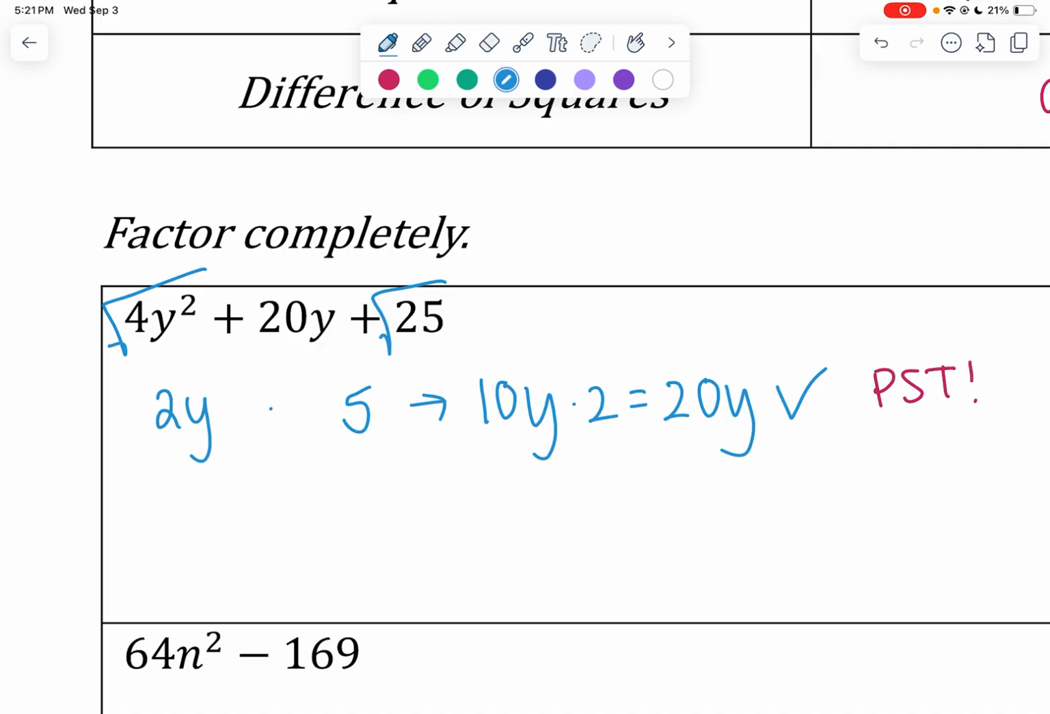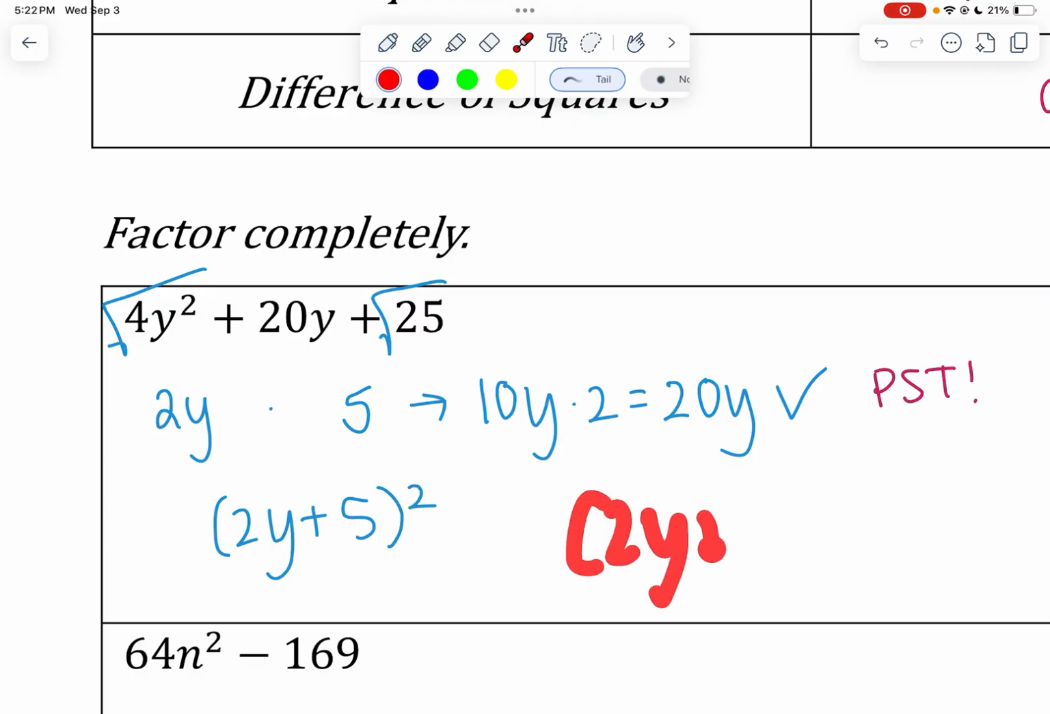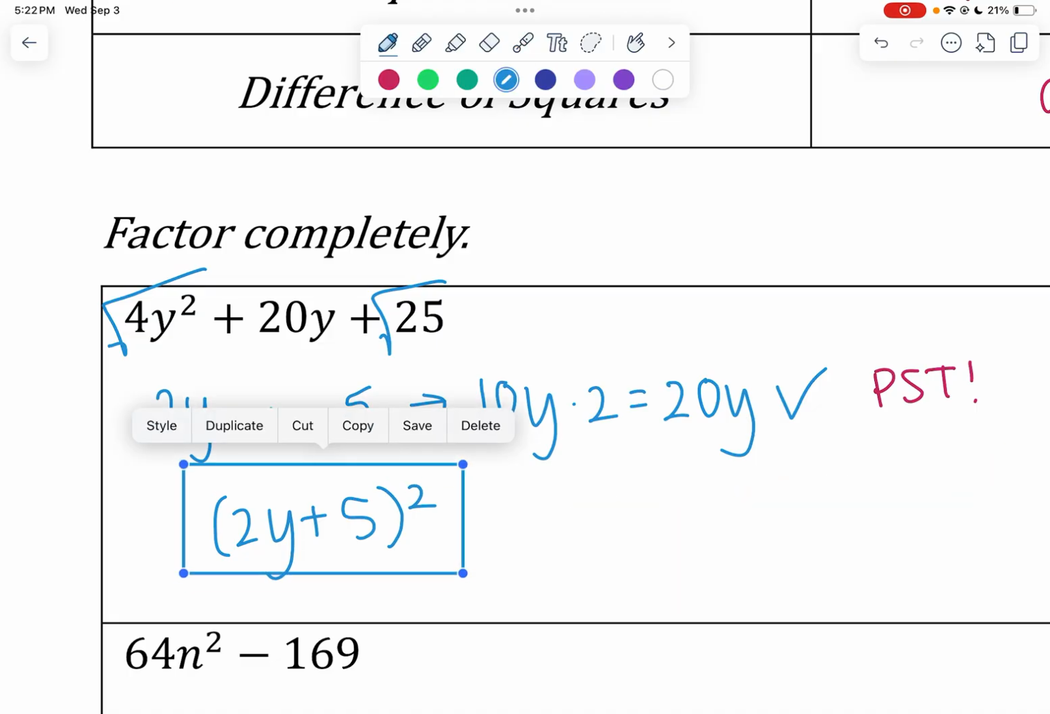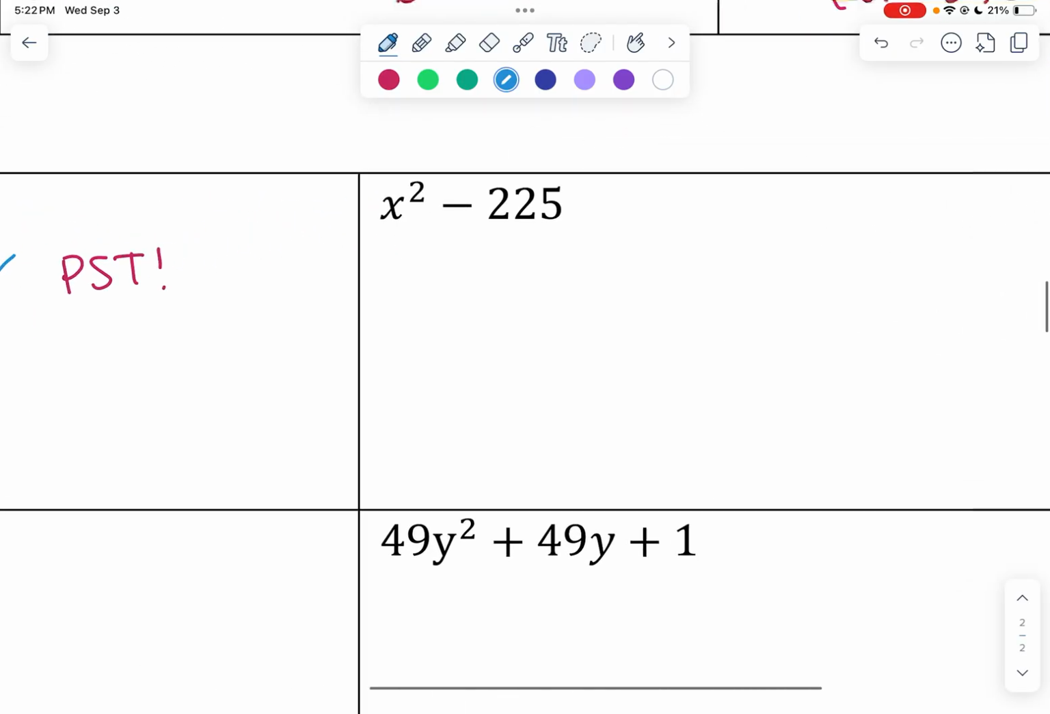So now that I know it's a perfect square trinomial, what it's going to factor to is the square root and the square root, and my middle symbol is a plus. So this is just going to be 2y plus 5 squared. You could write 2y plus 5 times 2y plus 5. That's what it is, but you don't have to do all of that. You could just say squared because that means times itself. And that's it, okay?